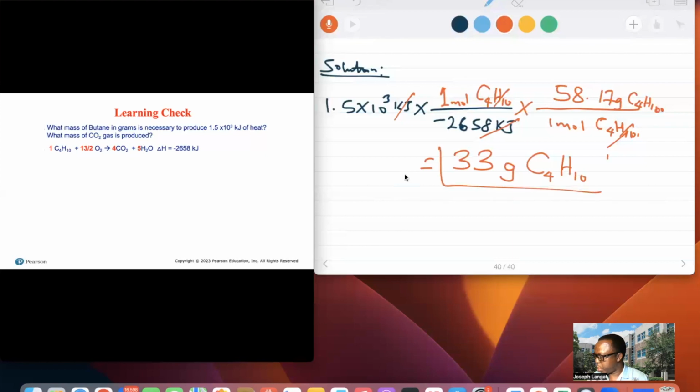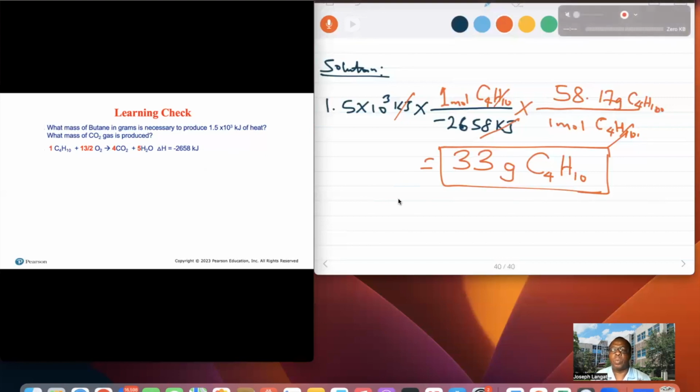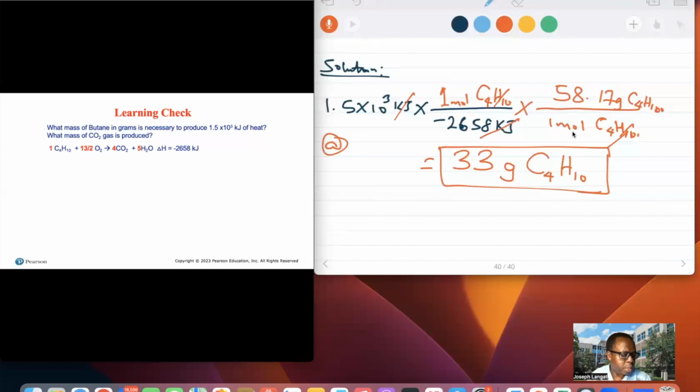You can take that as using the thermochemical equation to predict how much will be produced. This is part A of the question: what mass of butane in grams. This is from the thermochemical equation, for every 1 mole of butane, this is how much is given off. And then this is from the molar mass, which we learned earlier. Use the periodic table if not given.